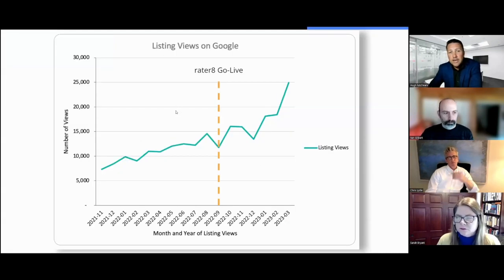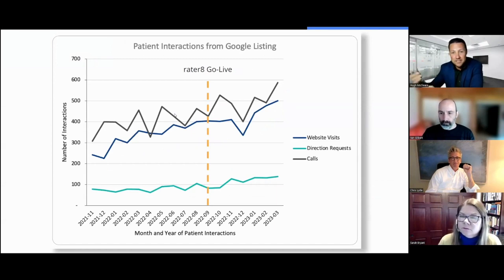This is just looking at Google views in relation to the listings. So before Rate, when you're not building any reviews, you're getting a very low level of reviews. You don't see a ton of views on those listings. Once you can see where Rate gets implemented, just the pure volume of views of the listing goes up. And then the next slide is even more important. This is really actions, right? How many calls you're getting to the practice, how many people are visiting your website, how many people want directions to come to your office. And so there's a very, very strong correlation between the number of reviews you're building and the actions that patients are taking towards your business.